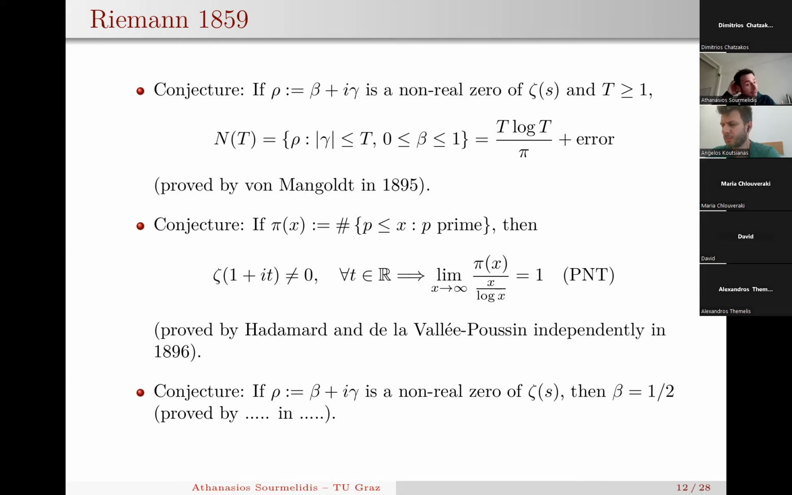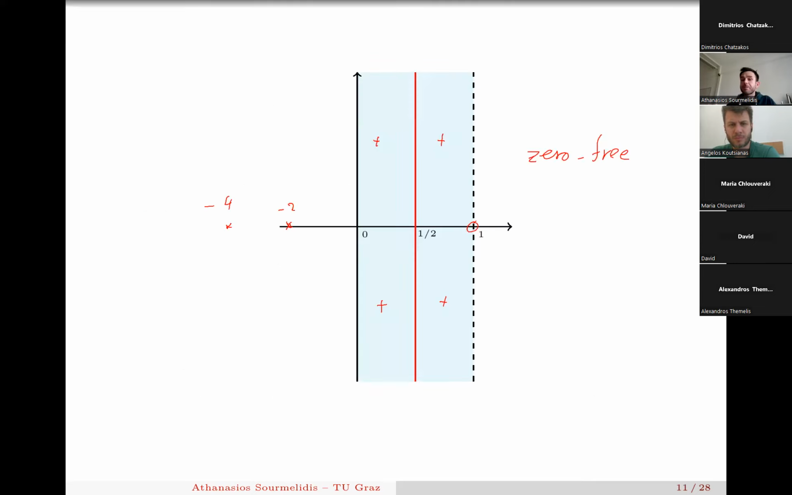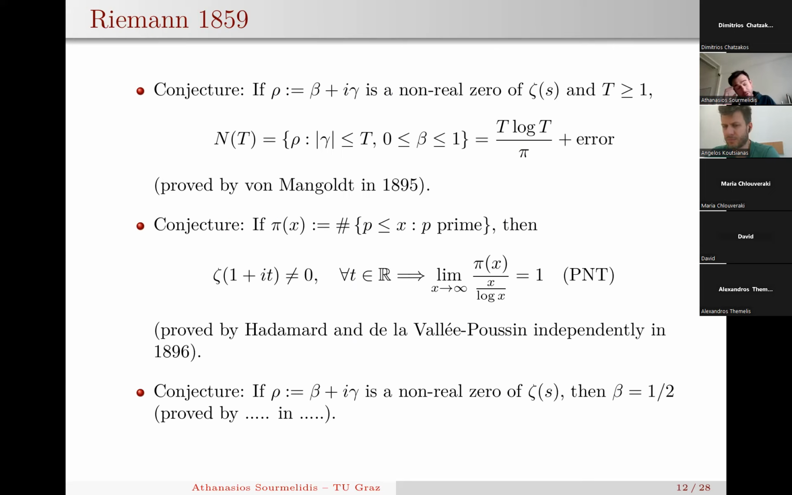And the last conjecture he made was that all these non-real complex zeros are not just arbitrarily somewhere inside this purple strip, this blue strip that I showed you, but exactly on this red line right here, on this red line that passes through 1/2. And this is not proved, of course. It's almost 165 years on. It's the Riemann hypothesis.